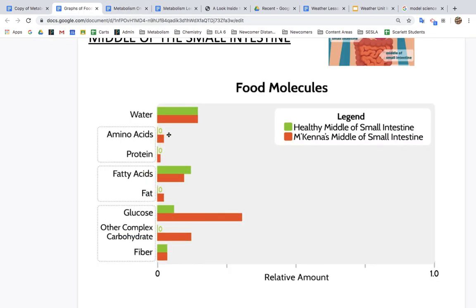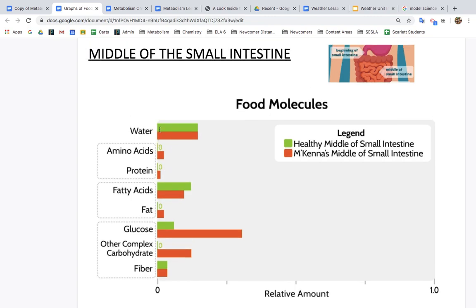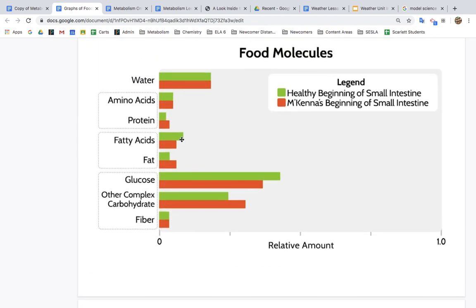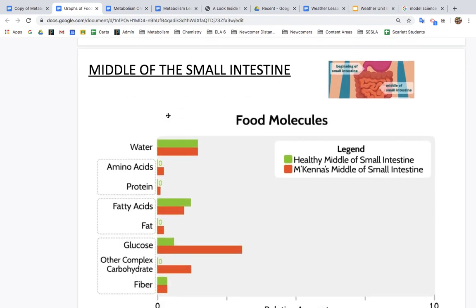Oh, this is interesting. In a healthy small intestine, look, there are no amino acids, no protein, no fat, and no complex carbohydrates. There is water, fatty acids, glucose, although McKenna has a lot more, and fiber. So I'm also going to write that because let's see, here it says 0 in the middle. Yeah, but a healthy small intestine has those in the beginning. So something's happening to them as they go to the middle of the small intestine.